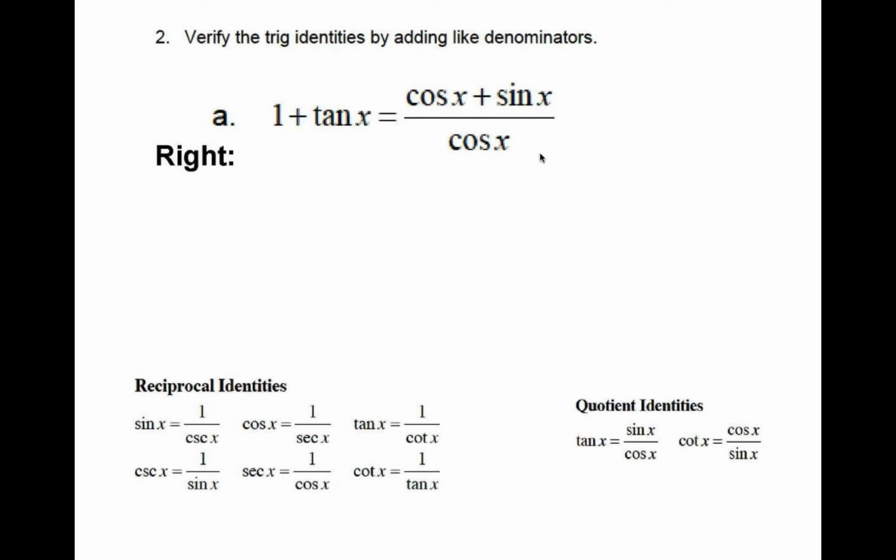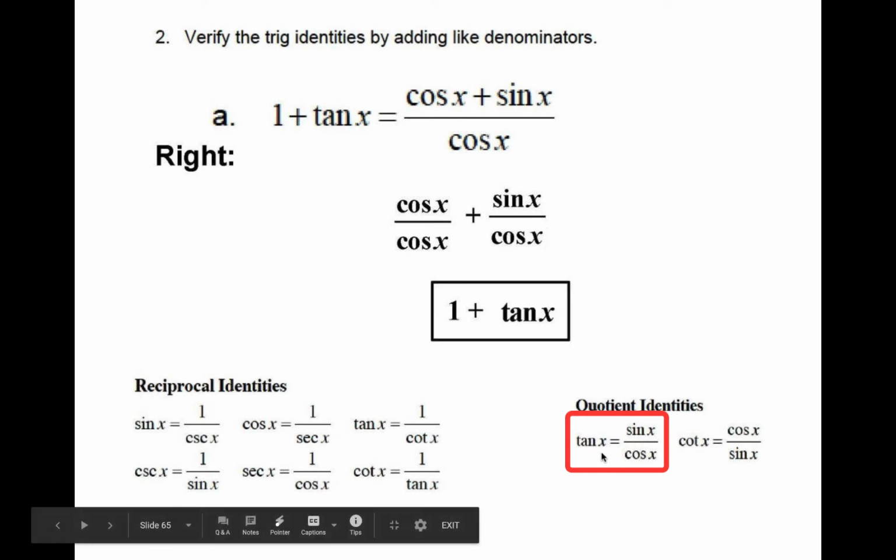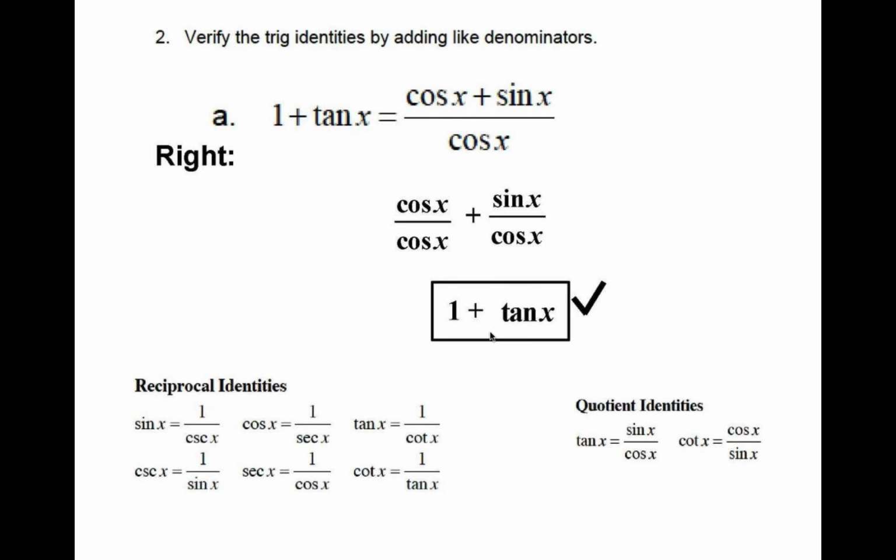So on the right side, I am going to notice that both of these terms are being divided by cosine x. So I'm going to break these apart. So I'm going to rewrite it as cosine x over cosine x plus sine x divided by cosine x. Cosine x over cosine x is 1 plus sine over cosine of x is equivalent to the tangent of x. Notice that's the left side, so it checks. So this is just another way that you can solve these. It's really up to you.